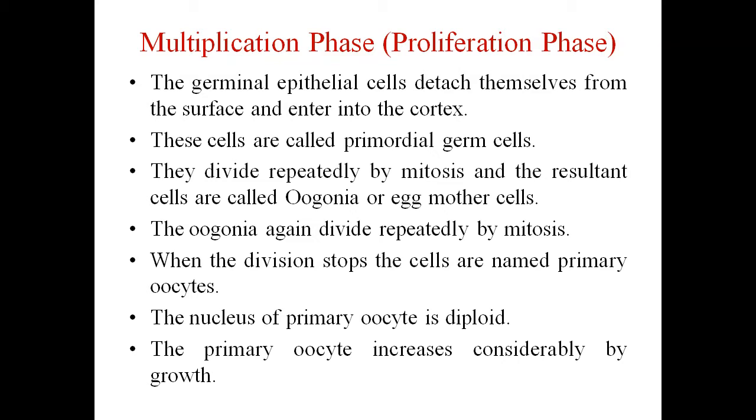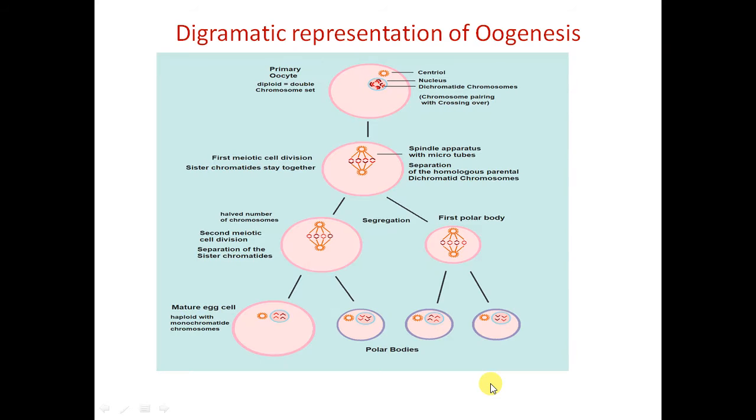When we talk about the multiplication phase, it is also called the proliferation phase. The germinal epithelial cells detach themselves from the surface and enter into the cortex. These cells are called primordial germ cells. They divide repeatedly by mitosis, and the resultant cells are called oogonia or egg mother cells. The oogonia again divide repeatedly by mitosis. When the division stops, the cells are named primary oocytes. The nucleus of the primary oocyte is diploid. The primary oocyte increases considerably by growth.